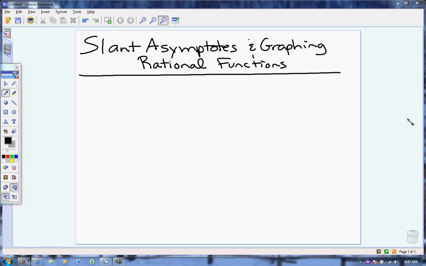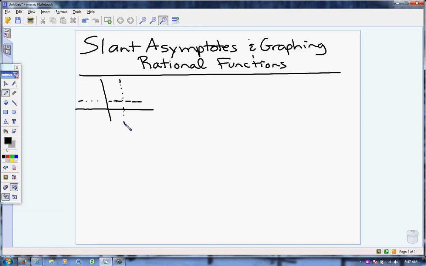Okay, today we need to talk about slant asymptotes, and we're also going to talk about how we can graph a rational function and maybe predict a little bit more what they're going to look like instead of just guessing. Up to this point, all of our asymptotes have been either horizontal or vertical.